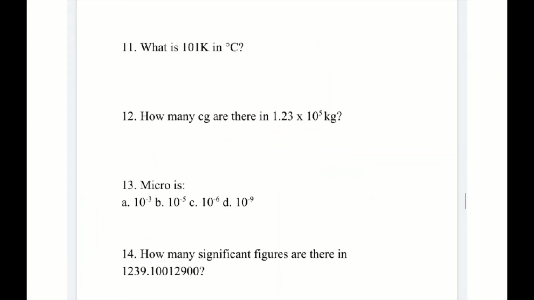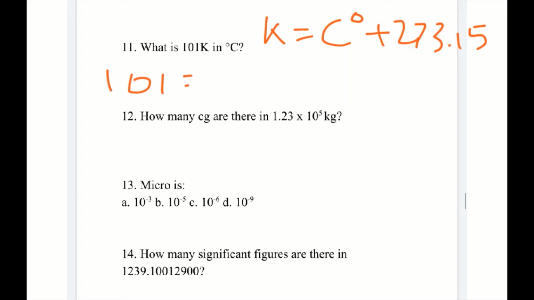So let's now look at our next question. What is 101 Kelvin in degrees Celsius? Well, in one of the videos, I said that a Kelvin is equal to a degree Celsius plus 273.15. So this is just simple math. 101 is equal to degrees Celsius plus 273.15.